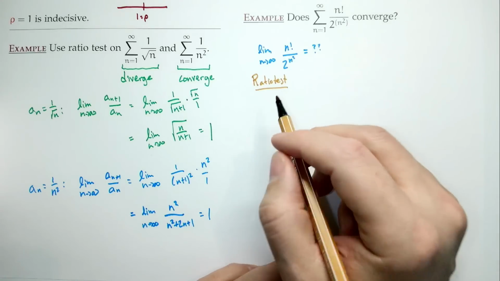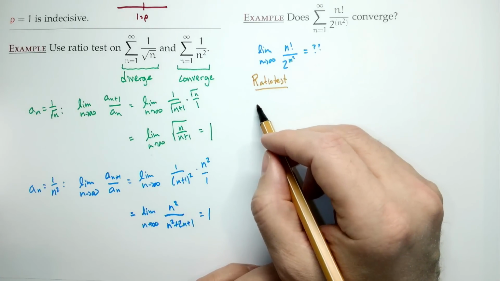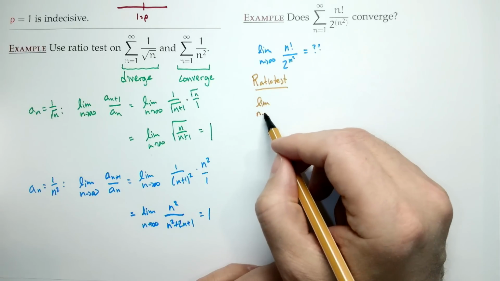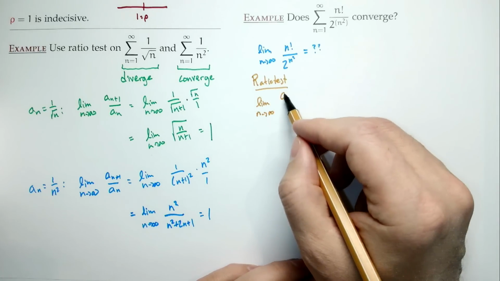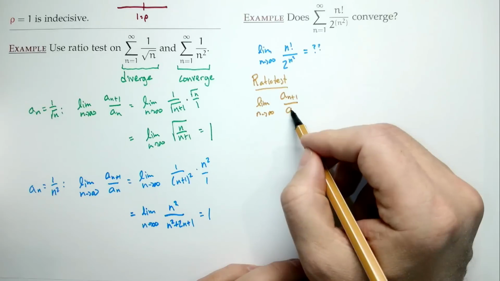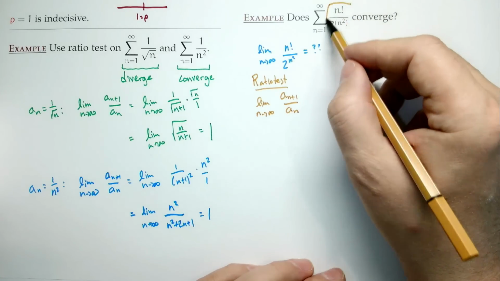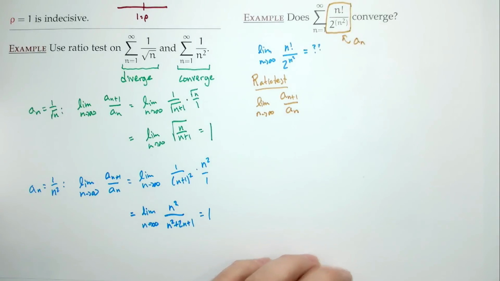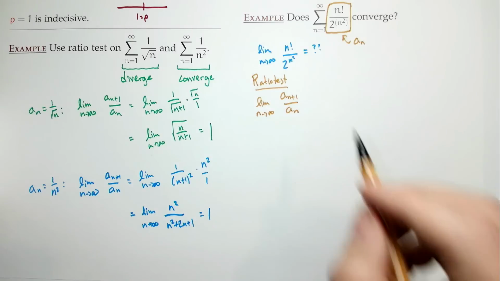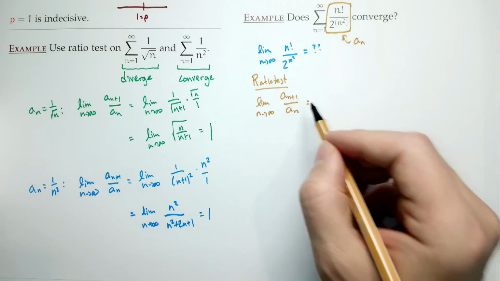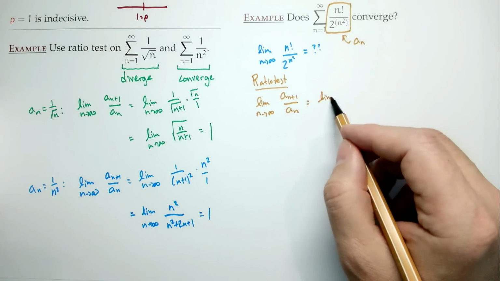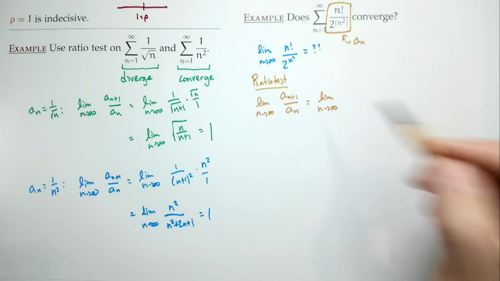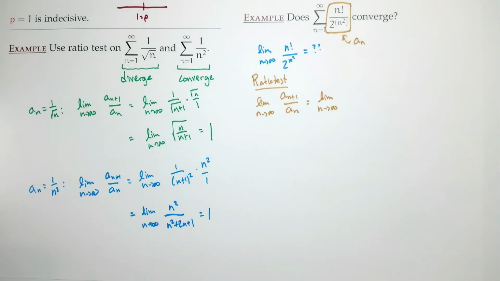So what do we have? Well, we're going to take a limit as n goes to infinity of a sub n plus 1 divided by a sub n, where this expression right here is our a sub n. Now, how do we get a sub n plus 1? We should actually pause for a second, because this is one of the places where people sometimes get tripped up. It's like, okay, I know what a sub n is, I can just copy it down. What does it mean to get a sub n plus 1?